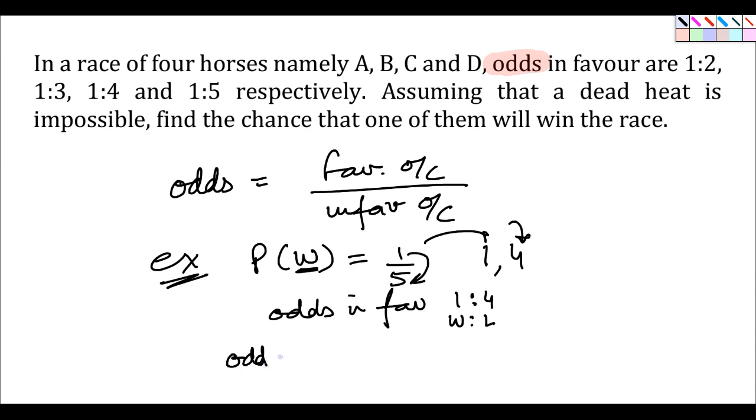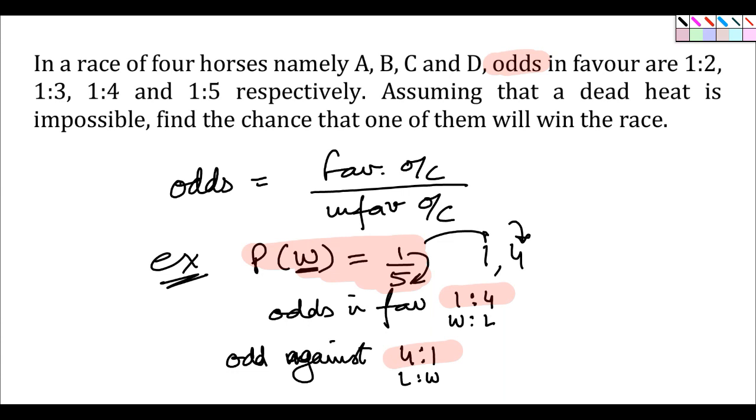Now if we express this in odds against, then we will be writing unfavorable events first. So it will become 4:1. Loss is to win. So odds against are 4:1. From the very same question, probability of winning is 1 out of 5. We have odds of 1:4. We have odds of 4:1. 1:4 is favorable. 4:1 is against. So this is how we express odds.